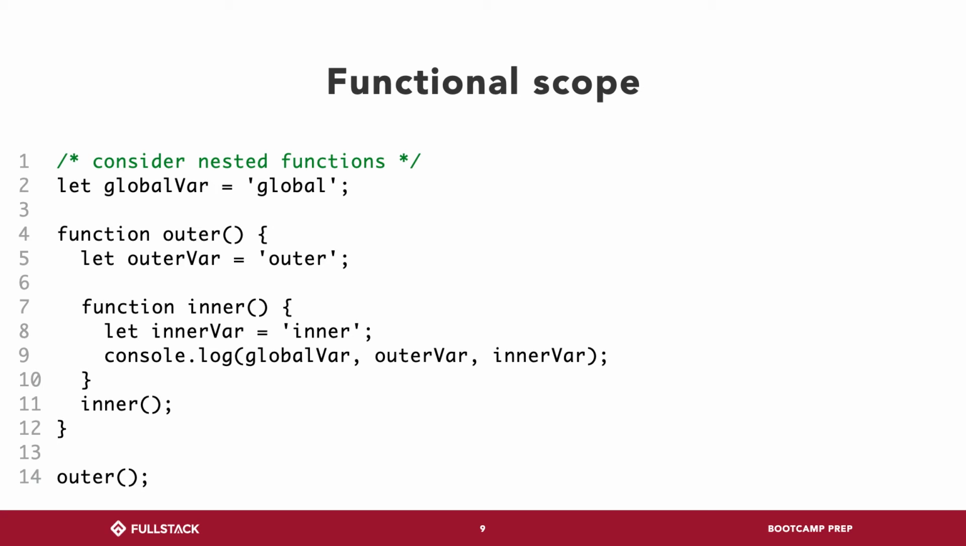Console.log global var. What is global var? We don't know. Let's look at our own scope. Is there anything called global var? No. So we look one step up into the outer function scope. Outer var. Is there anything called global var? No. So we go one up into the global scope. We found something. So global will be logged here. Then outer var. Do you need me to do this again, or do you understand? Okay. So in the console, we get global, outer, inner.